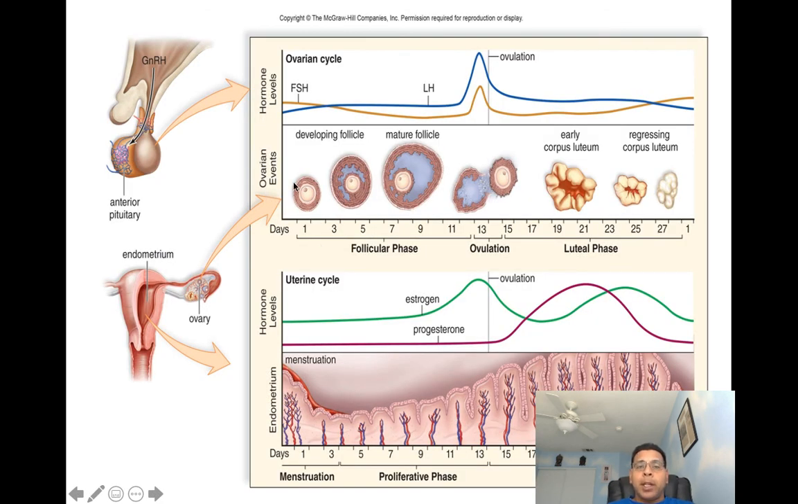So here we can appreciate the ovarian cycle. And then down here we've got the uterine cycle and everything now together. So here we can see now as menstruation is taking place and the proliferative phase is occurring, we've got follicles developing, and one of them is getting ready for ovulation, which is going to happen around day 14. So here you can see now all of those events in relation to each of the hormone levels as well.